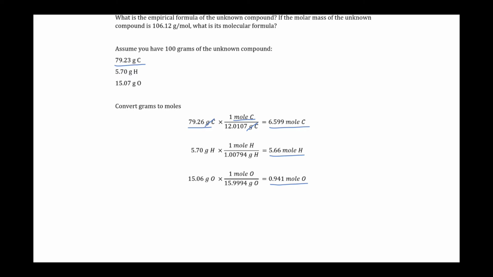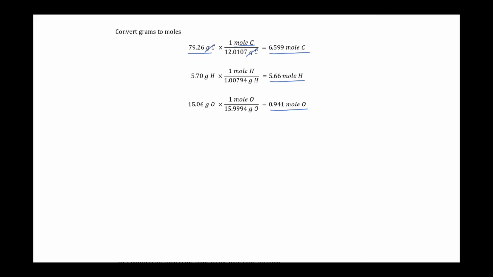Once we have the moles for each of our elements, we are looking for the smallest number of moles. In the case of this problem, that is going to be our moles of oxygen. It has the smallest number of moles. We then take that number of moles and we divide all of the other moles by it. So here for my carbon, this is my 6.599 moles of carbon. I am dividing by the moles of oxygen here, again, just because it's the smallest.